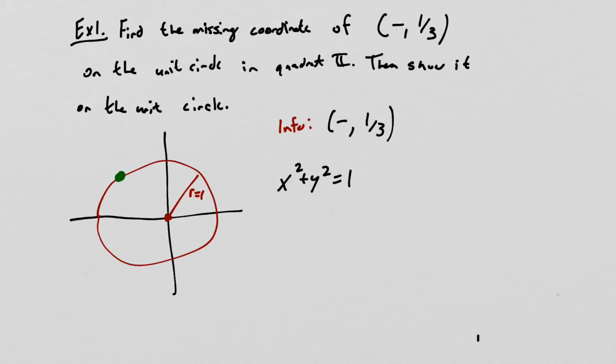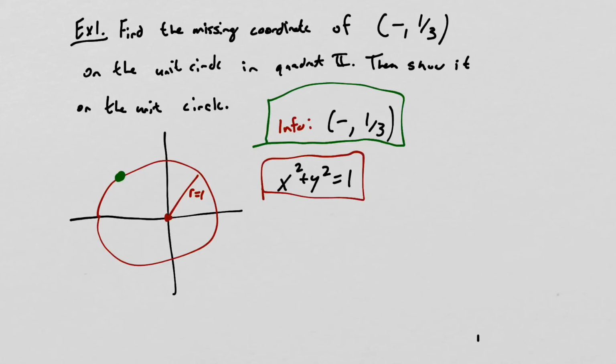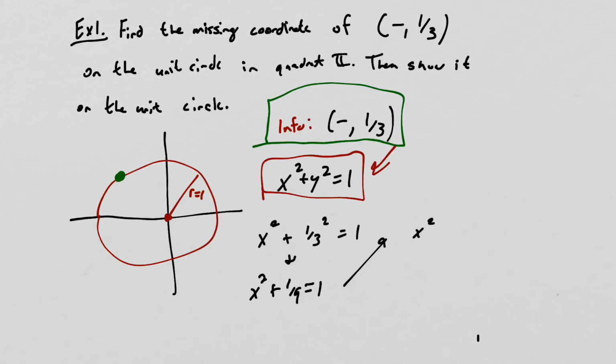A thing we know about graphs is that if we're given a point on the graph, then this point must satisfy the equation of the graph. So if we plug what we know into this equation, then we should be able to solve for x. x squared plus (1/3) raised to the second is equal to 1. Simplifying this, we get x squared plus 1/9 is equal to 1. Solving for x, x squared is equal to 1 minus 1/9.